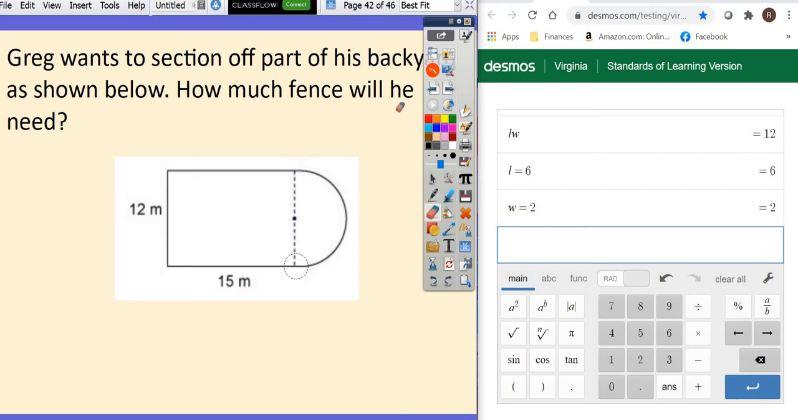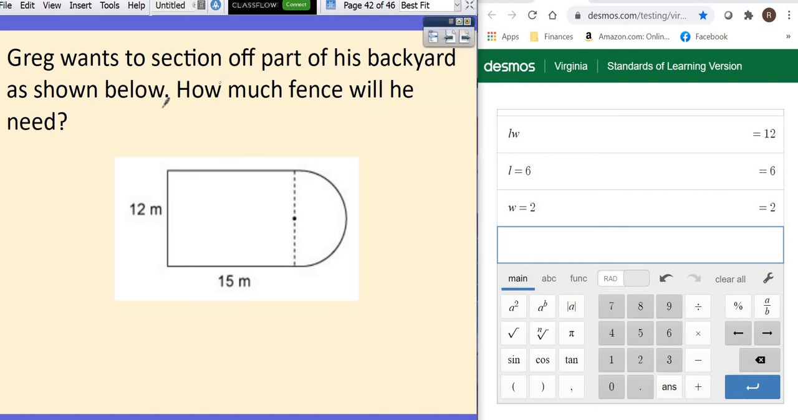It says Greg wants to section off part of his backyard with a fence that looks like this. So this whole white area is his backyard, and maybe he's building a fence around a swimming pool. Maybe that's what he's doing. So let's go ahead and help him. If we're going around something, we know that we are looking for perimeter.